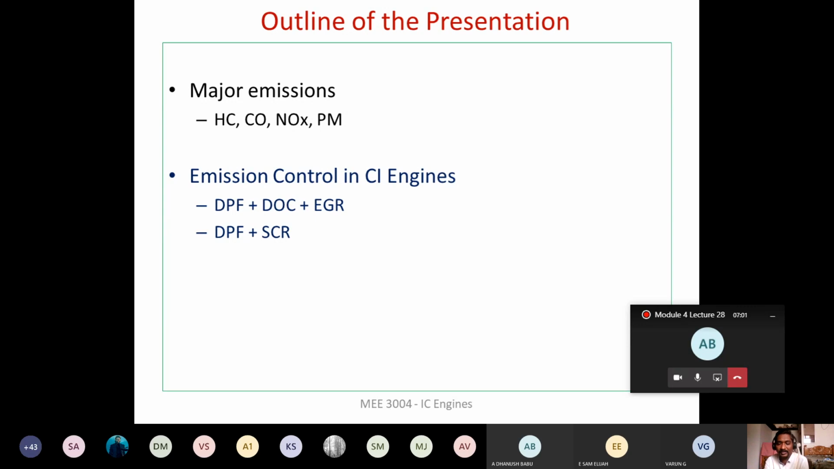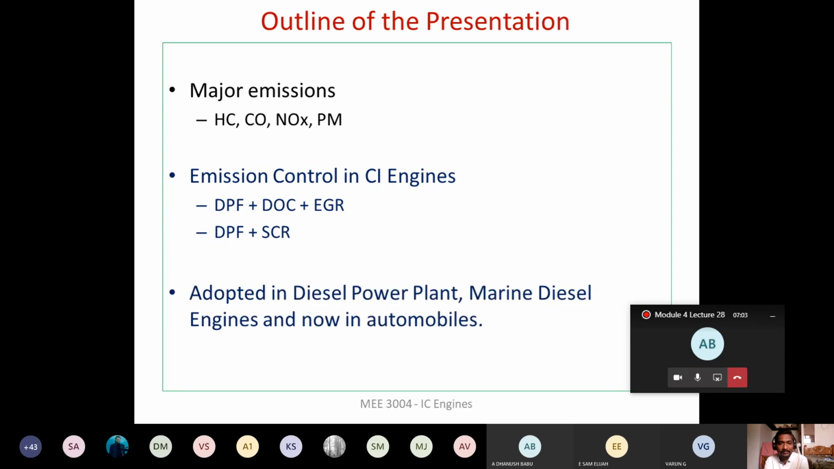So let us get into the topic now. Initially, these emission control systems were adopted in diesel power plants, because in diesel power plants we burn a huge amount of diesel fuel, and that pollutes the environment. When we discuss emissions, the two main contributors are the power sector and the transportation sector. So initially they started with the power sector, that is diesel power plants, to control the emission from the diesel engine of the diesel power plant.